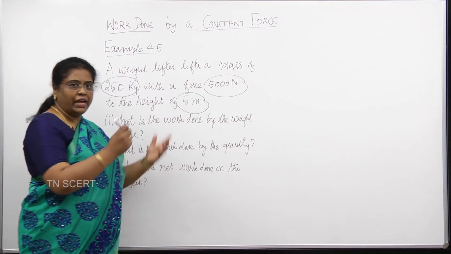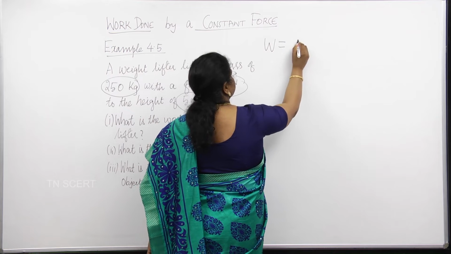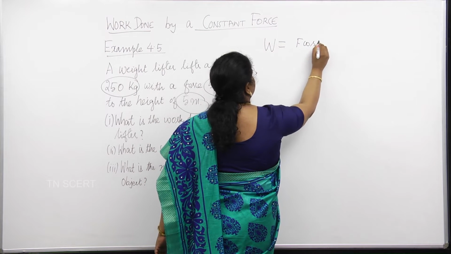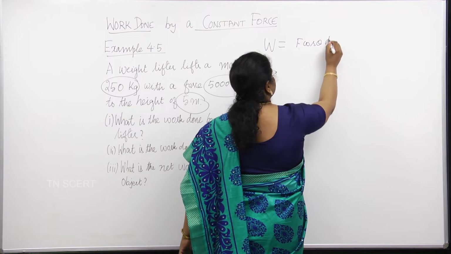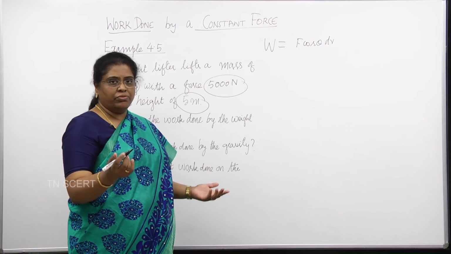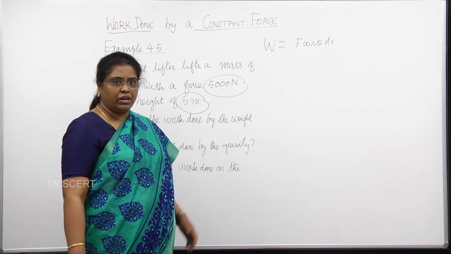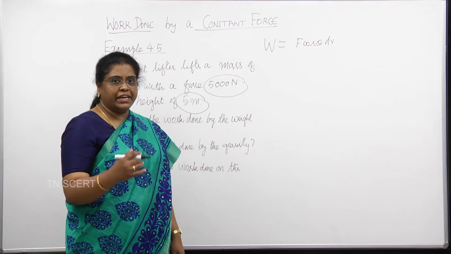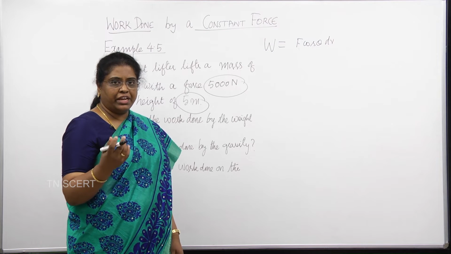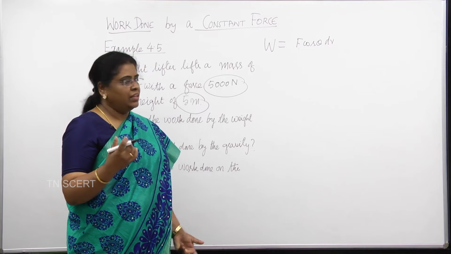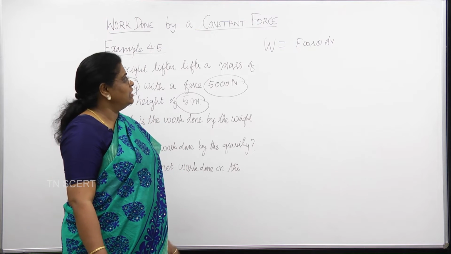Let us recollect our formula. The work done is equal to the integral of F cos theta dr. If F cos theta is a constant force, we can take it out. The integration from the initial position to the final position of dr gives the displacement again. Therefore, I am directly writing the work done as F cos theta times the displacement.